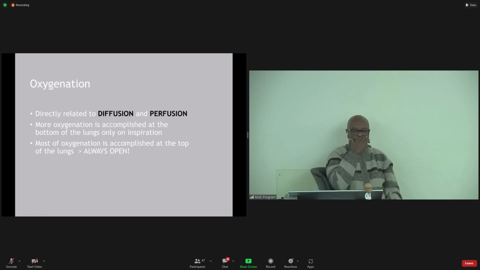See? So if there's a question about diffusion, I know it's going to affect oxygenation and perfusion. If there's a question about perfusion, I know it's going to affect oxygenation and diffusion. The 3 words go in the same direction at all times. Yes.